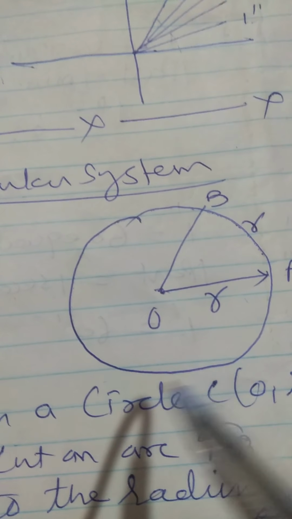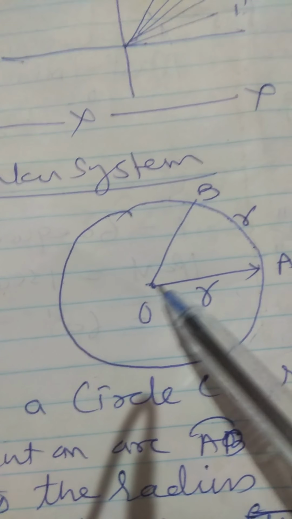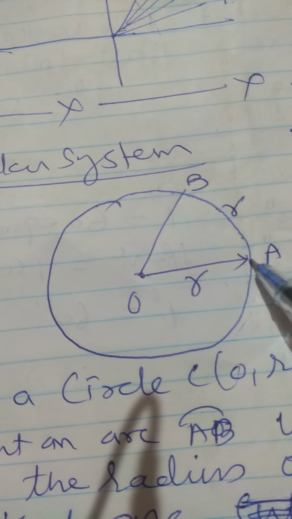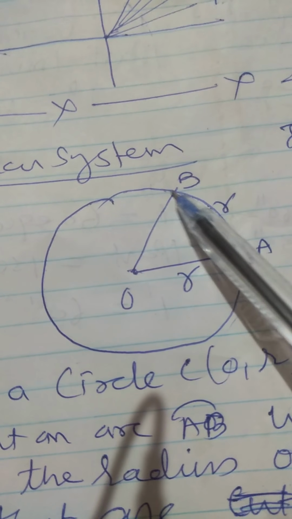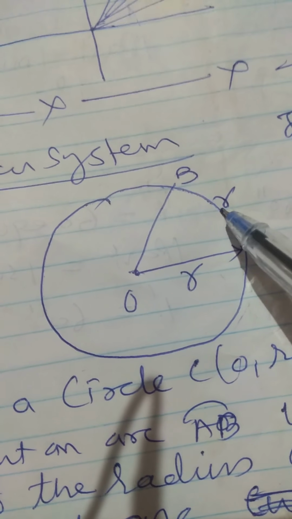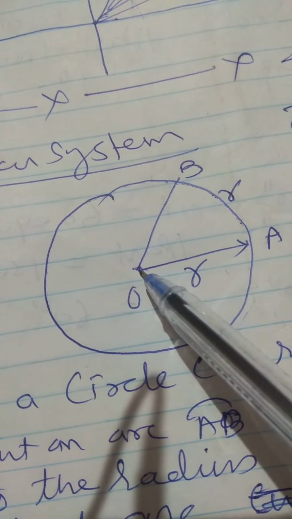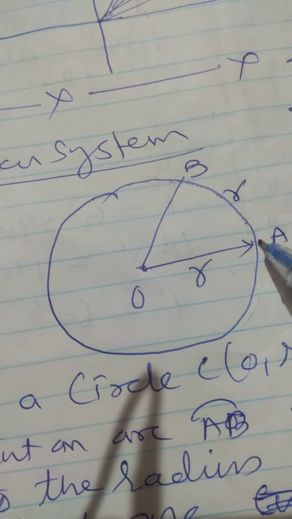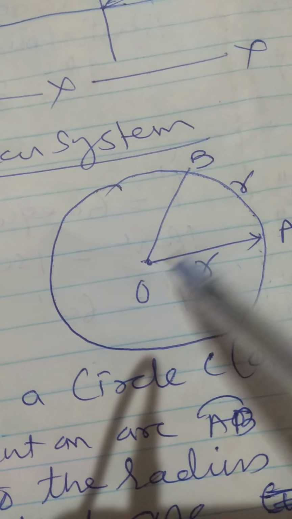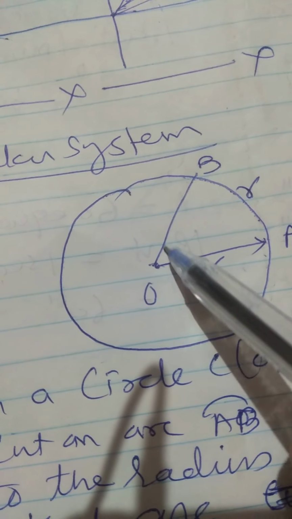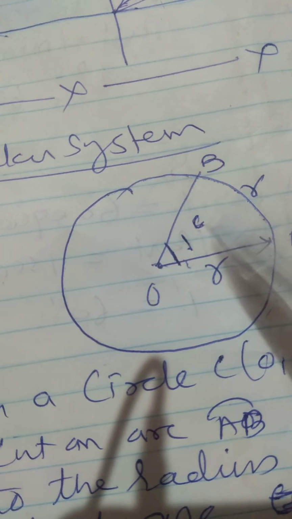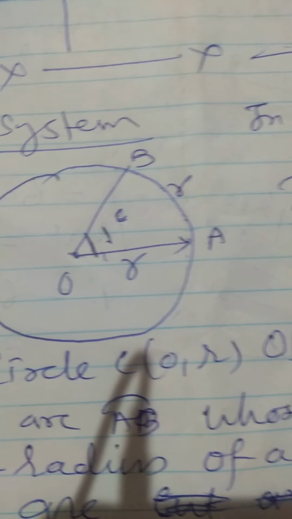Let that be a circle of radius r, whose center is O. We cut an arc AB whose length is equal to the radius of the circle. So, the length of AB is equal to r, where r is the radius of the circle. So the length OA and the length AB are both the same. So that arc AB subtends an angle at the center, the angle AOB, which is called 1 radian, represented by 1c.